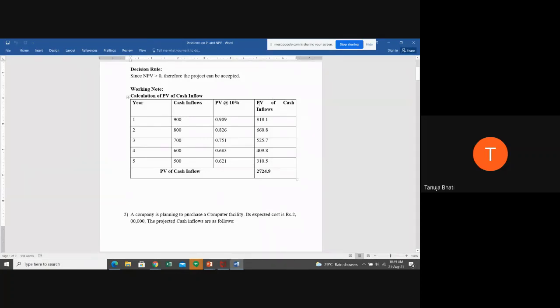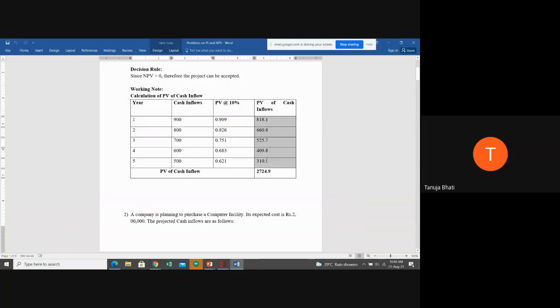Now, how do we calculate then? With the help of factors and the inflows, you just multiply the inflow with the PV factor. You will get the PV of cash inflows. So multiply 900 into this factor, that is 0.909. You will get 818.1. Similarly, multiply the cash inflows with the PV factor, that is 800 into 0.826, you will get 660.8. So do it for all the 5 years.